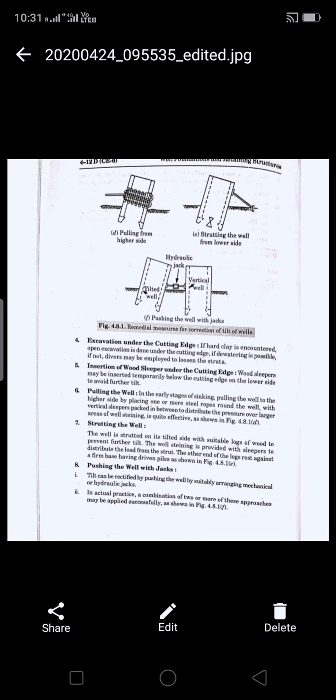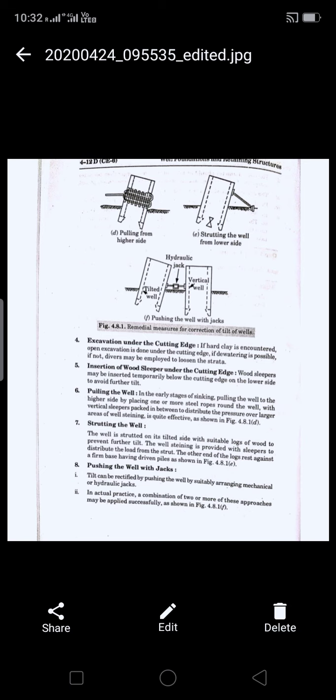Next is excavation under the cutting edge. If you excavate under the cutting edge, this will reduce the strength and the well starts to come to its original position. Indentation of the hood sleeper under the cutting edge. Next one is pulling the well. In the early stage of sinking, pull the well to the higher side by placing one or more steel ropes around the well. Next one, strutting the well. The well is strutted on the tilted side with suitable logs of wood to prevent further tilt.